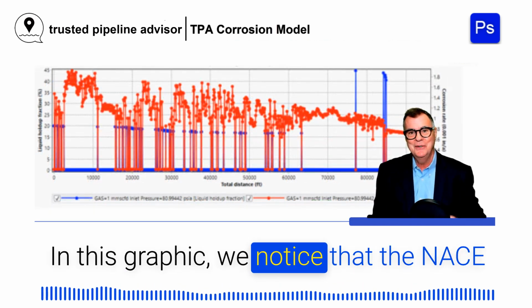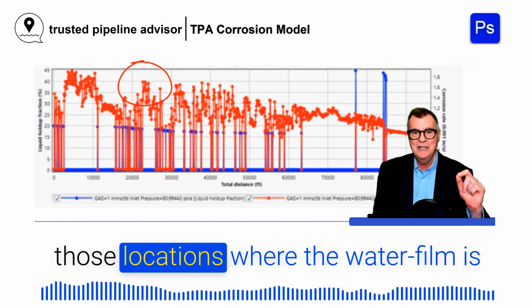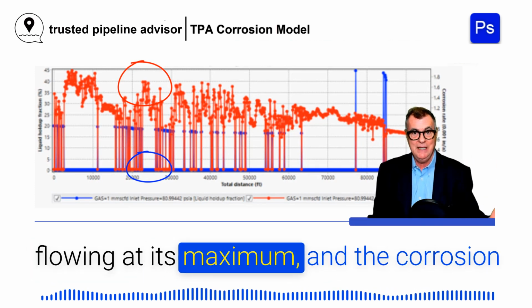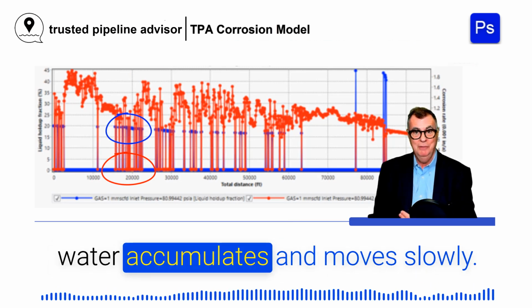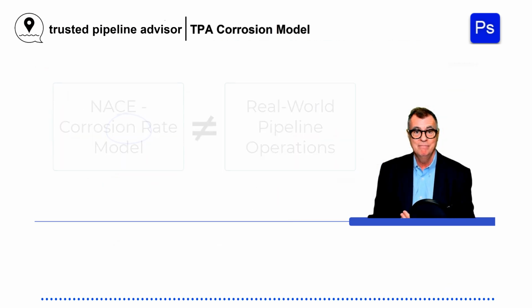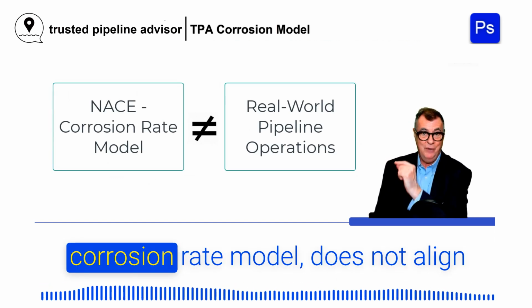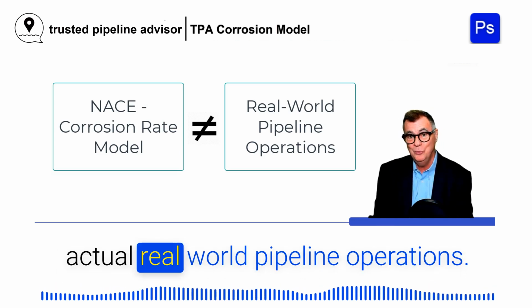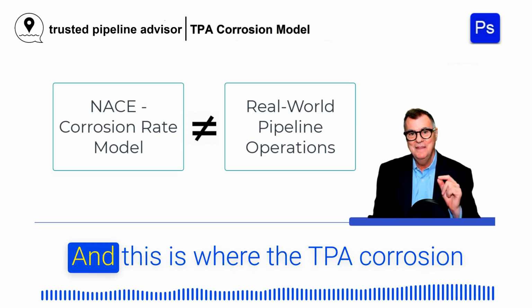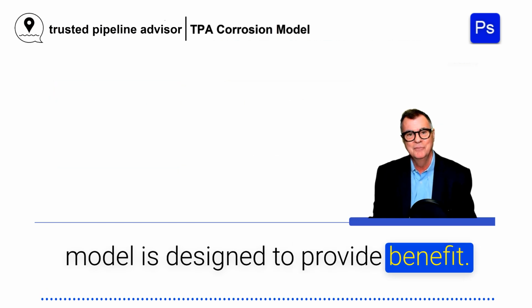In this graphic, we notice that the NACE corrosion rate is at its maximum at those locations where the water film is flowing at its maximum, and the corrosion rate is at its lowest in regions where water accumulates and moves slowly. The information provided by the NACE corrosion rate model does not align whatsoever with the experience of actual real-world pipeline operations, and this is where the TPA corrosion model is designed to provide benefit.